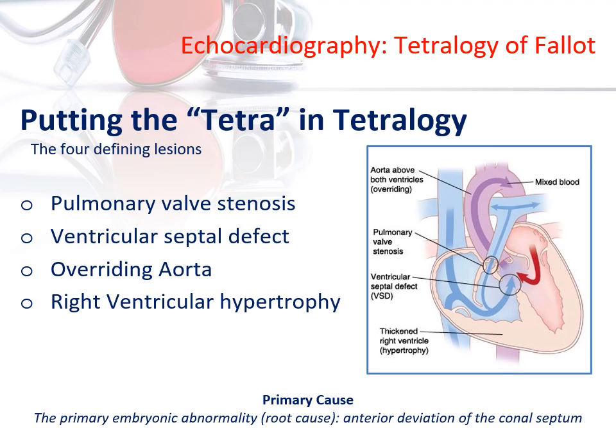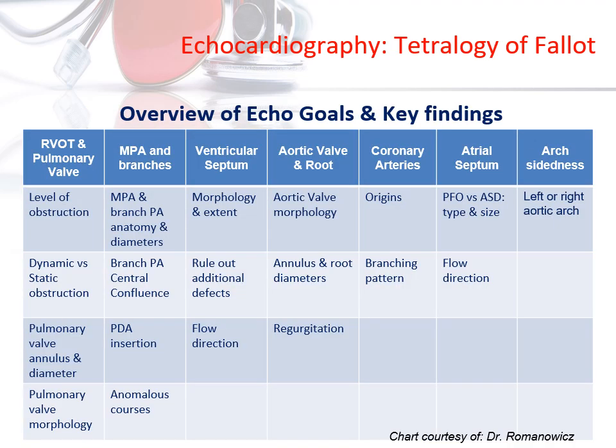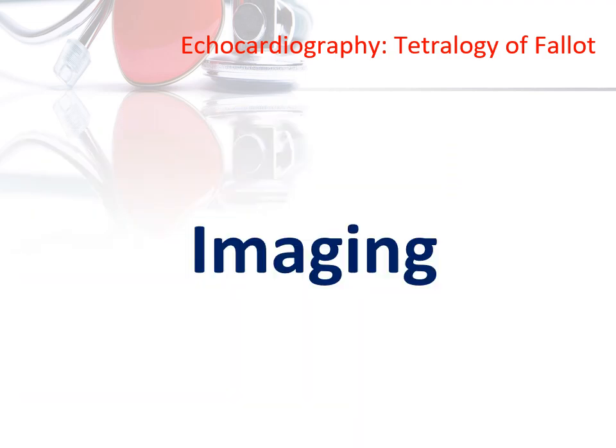Okay, let's get down to business. Putting the tetra in tetralogy, the four defining lesions. First, you have pulmonary valve stenosis, then ventricular septal defect, then overriding aorta, and finally right ventricular hypertrophy. And the primary cause of the first three is the anterior deviation of the conal septum, which I'll get into more later. Here is a quick chart of the echo goals and key findings that you can always refer back to. All right, let's start with imaging.